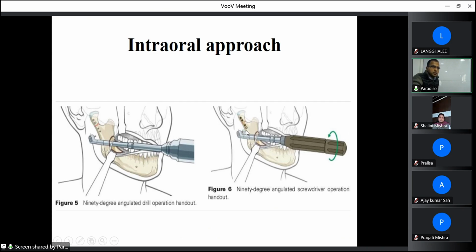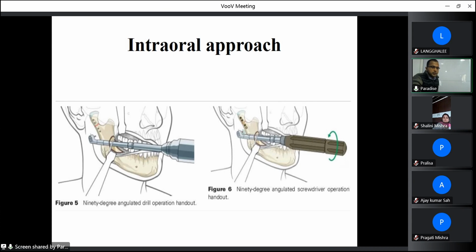It can be done intraorally, but it's very difficult. You need an endoscope as well. You have to put the camera intraorally, then see the image on the screen, and operate.